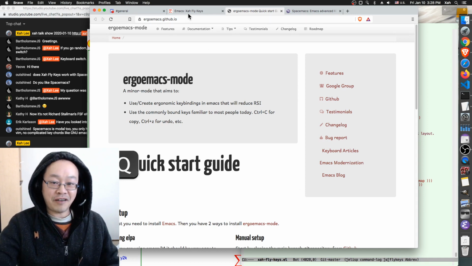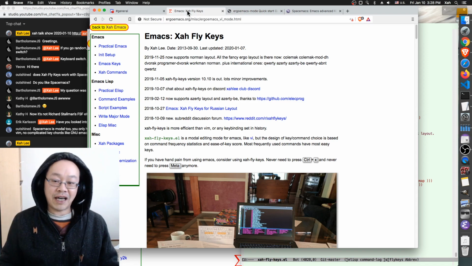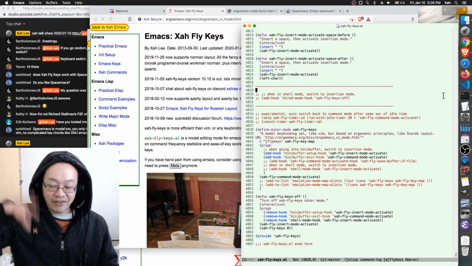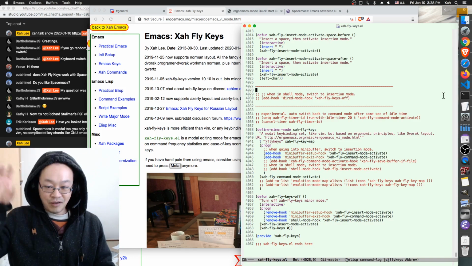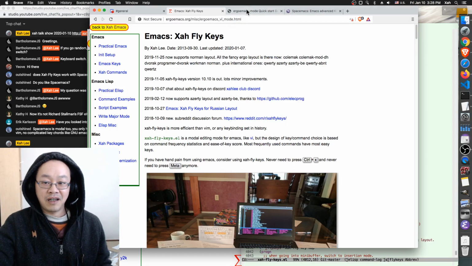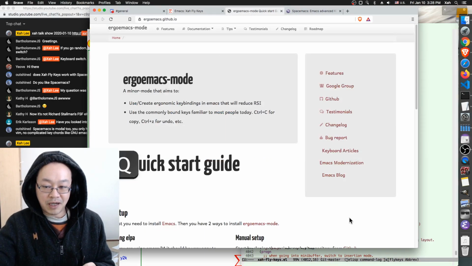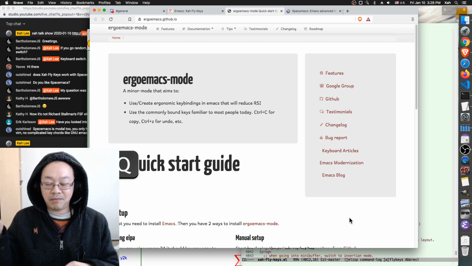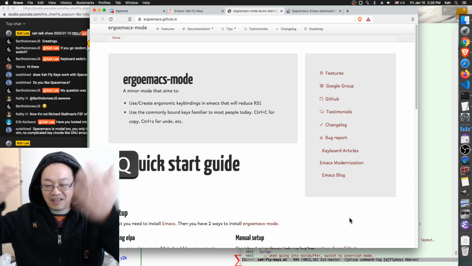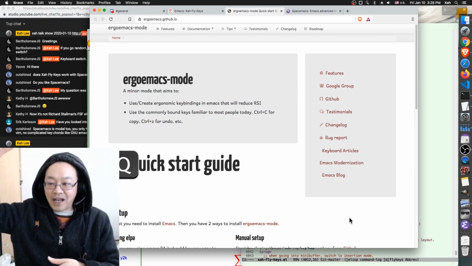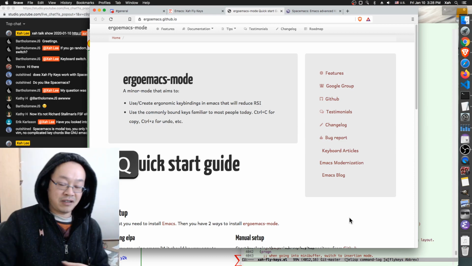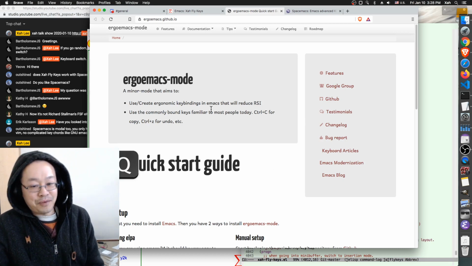So, for example, in xah-fly-keys, if you want to override something you don't like, you just dive into the source code. You just create a copy of it and modify it right away. You can understand the code. You know where to look. You can just create your own version. On the other hand, you cannot do that with ergoemacs mode. However, ergoemacs mode provides a system where you follow the instructions. It's like Spacemacs. It creates a separate layer where you can add code to modify keys, override keys, things like that. So that's the way that goes.